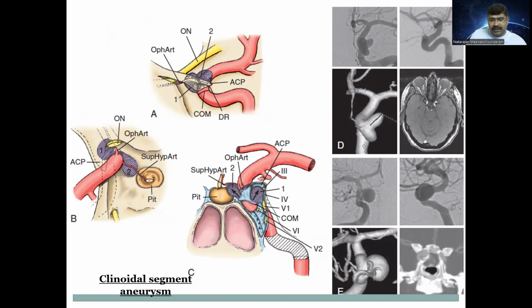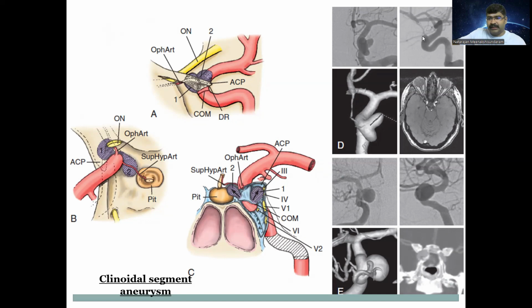That is how the V1 segment of the trigeminal nerve is related here. Most of the time, the clinoid segment aneurysm presents with headache, mainly because of the stretching of the dura adjacent to the V1 nerve. That is why patients may present with headache, especially because of the involvement of V1 in clinoid segment aneurysms. So here you can see this is the anterolateral variant.